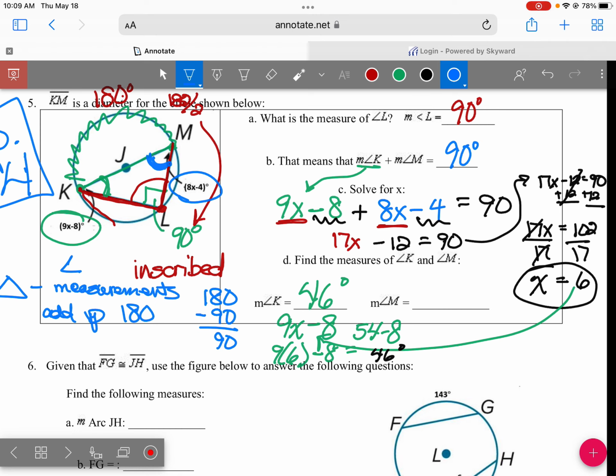Jeez. Measure of angle M is 8x minus 4. X is equal to 6. Substitute 6 in for x. 8 times 6 minus 4. 48 minus 4 equals 44.